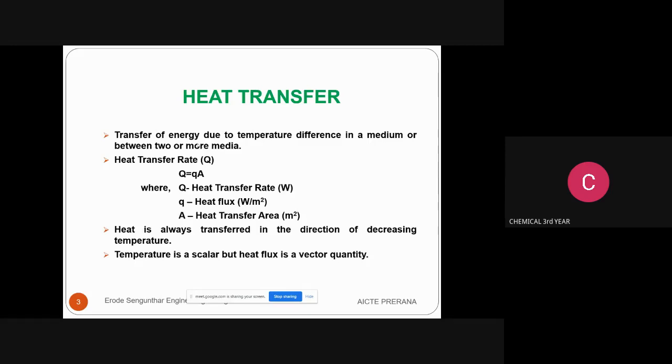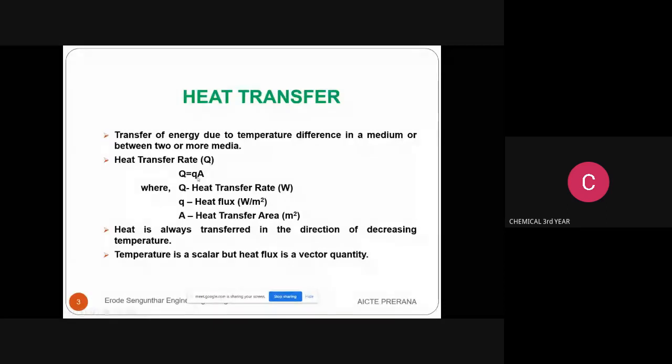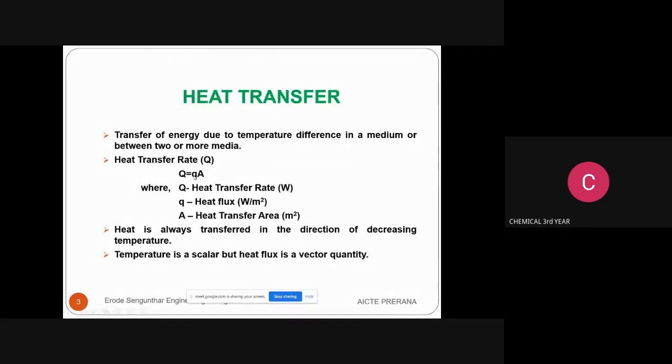Now, the heat transfer rate. Here we denote it with the symbol Q. We have two symbols, one is capital Q and the other is small q. What is the difference between capital Q and small q? Because most of the time we make mistakes in this. Capital Q is your rate of heat transfer, or heat transfer rate. Small q is heat flux. Okay, got it?